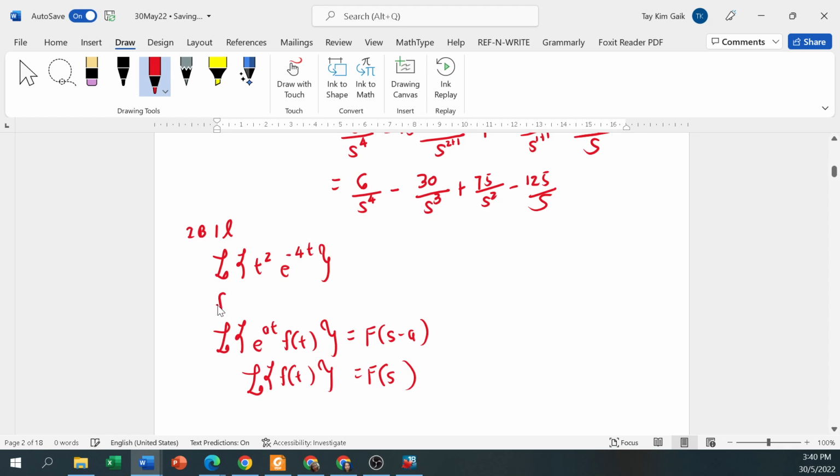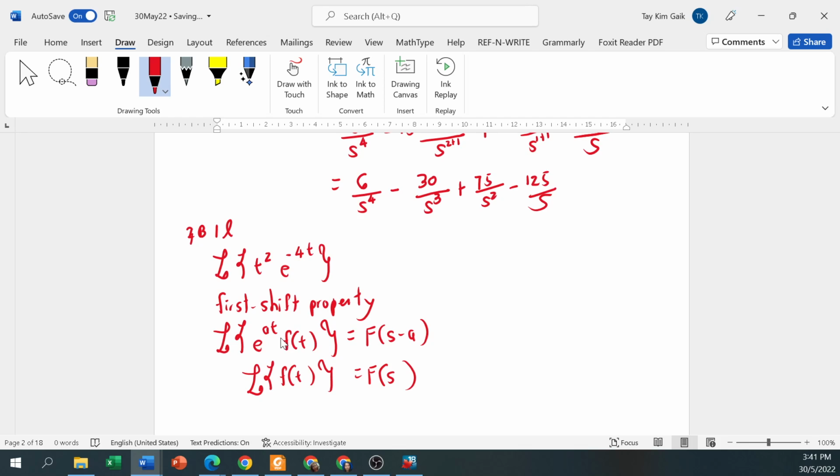The first shift property. Laplace transform for exponent at times f of t, the result is F of s minus a. Hence, from exercise 4b, question 1l, Laplace transform for t squared exponent negative 4t.